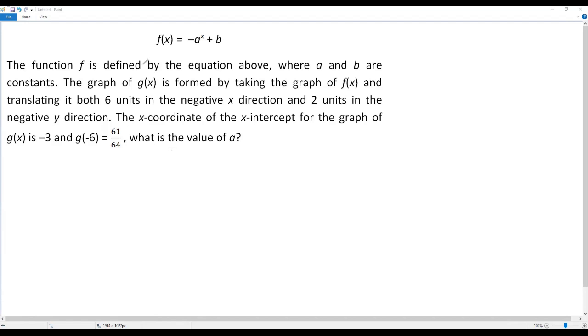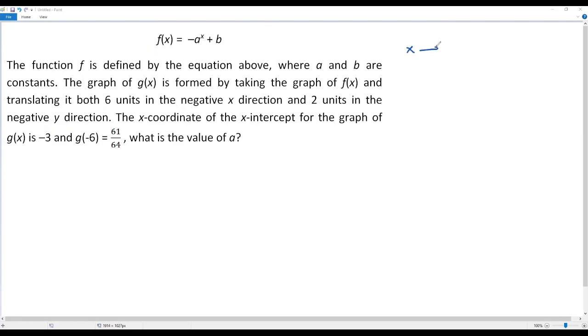Okay, here we have the function f of x, and the question says we have to apply two transformations on the function f of x to get the graph of the function g of x. So the two transformations are 6 units in the negative x direction, 2 units in the negative y direction. Negative x direction means it is a horizontal translation to the left, and negative y direction means it's a vertical translation down.